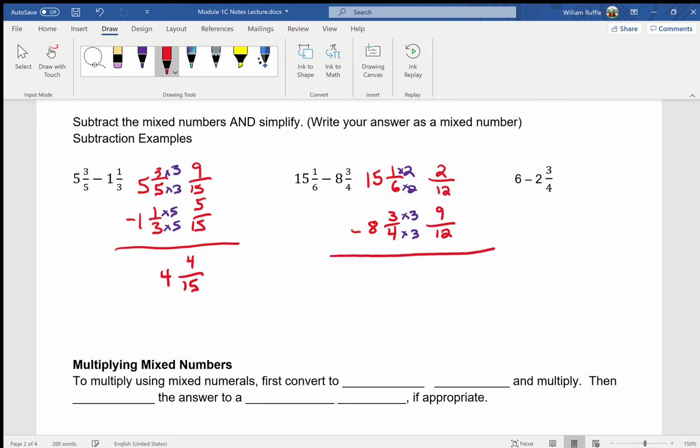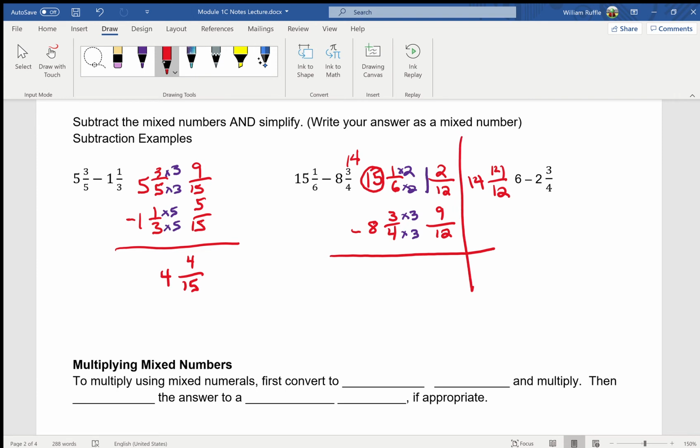And so you can see my first problem, 2 minus 9 does not work. I can't do that. So what I have to do is borrow. I have to borrow from the 15 here. So instead of 15, I'm going to borrow 1 and make that a 14 there. But I'm really borrowing a big old 1 here. So the 15 turns into a 14, and then it's 1 and 2/12. Now, 1 and 2/12, we've got to change to improper. 12 times 1 is 12. 12 plus 2 is 14. So this is really now 14 over 12. And then the whole number here is 14. So I'll draw a little line separating.